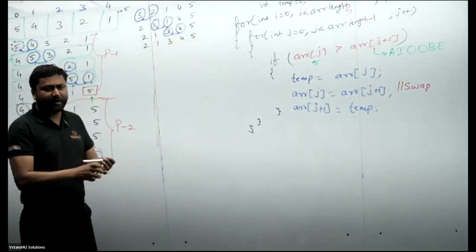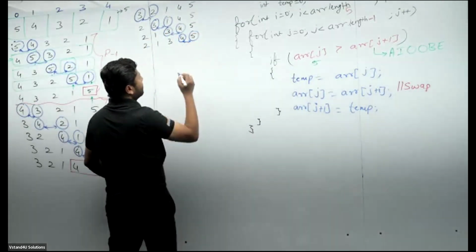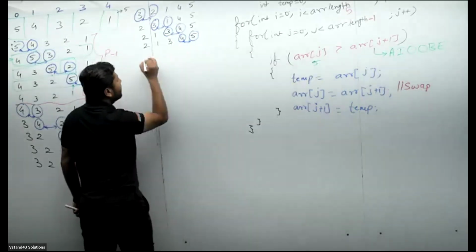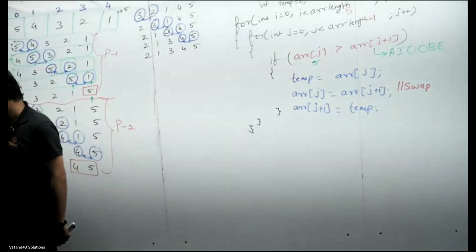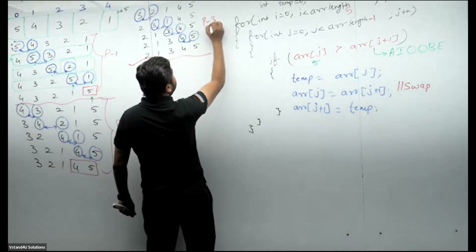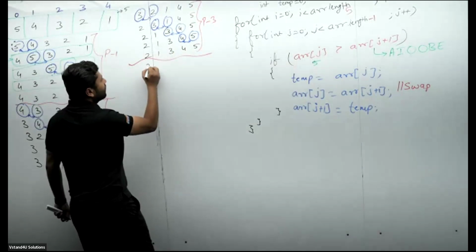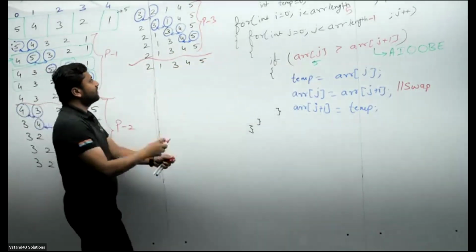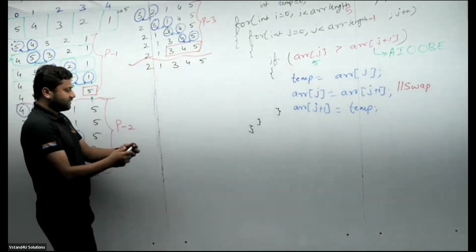Now what needs to be compared? 4 and 5. Done, sir? No swapping required, so 2, 1, 3, 4, 5. Can I say our pass 3 is also done? This is our pass 3. After pass 3, what are the values, sir? 2, 1, 3, 4, 5. And observe, these three numbers are sorted. Now next, what do I do, sir?